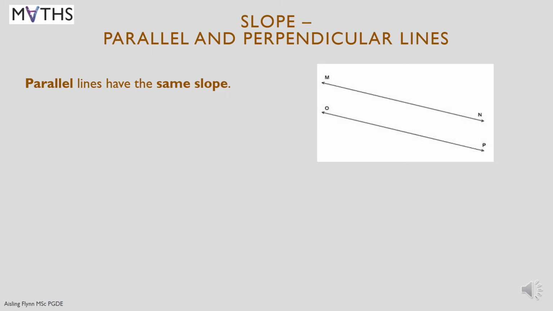So let's say for example the line MN has slope equal to, and it will be negative because they're falling, let's say minus a quarter, well then OP will also have slope of minus a quarter. And we write line A is parallel to line B. So this symbol here, two lines like this, means parallel.